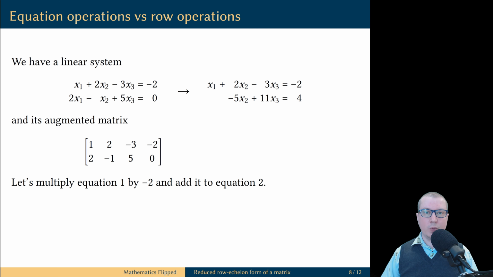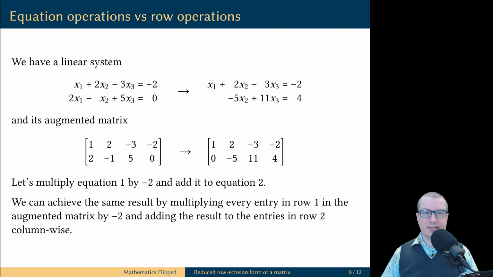First, let's perform an equation operation on a linear system. We are going to multiply equation number 1 by -2 and add it to equation number 2. Now, let's perform the same replacement operation, but now using row operations. For this, we take row number 1 of the augmented matrix, multiply each entry in that row by -2, and add the result to the corresponding entries in row number 2. If you look at the transformed system and the transformed augmented matrix, you will recognize that this is the augmented matrix of that linear system.